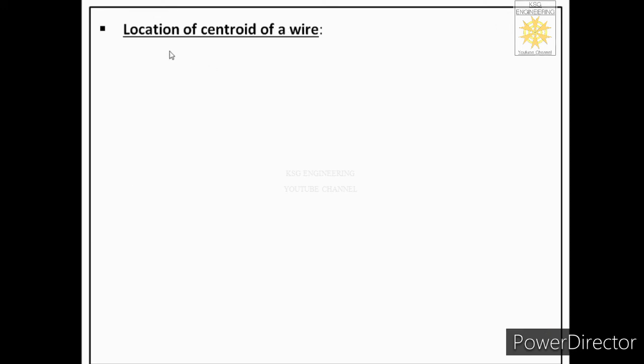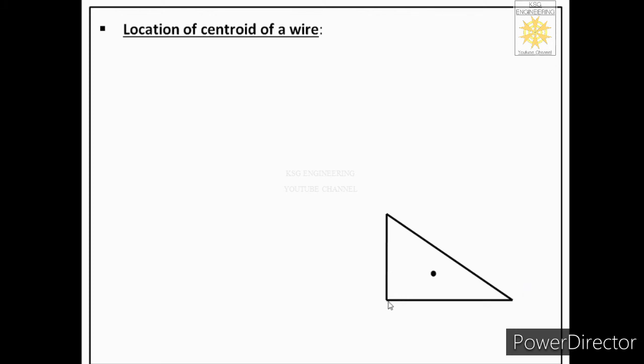Now let us see how we can find the centroid of a wire. Means we have a shape made up of wire and we want to find the centroid of that shape. So same formulas will be applicable to wires as well. Suppose this is the shape made up of wire. So this is a triangular shape, but it is made up of wire. Means in between there is no area, it is hollow. It is made up of 3 wires only.